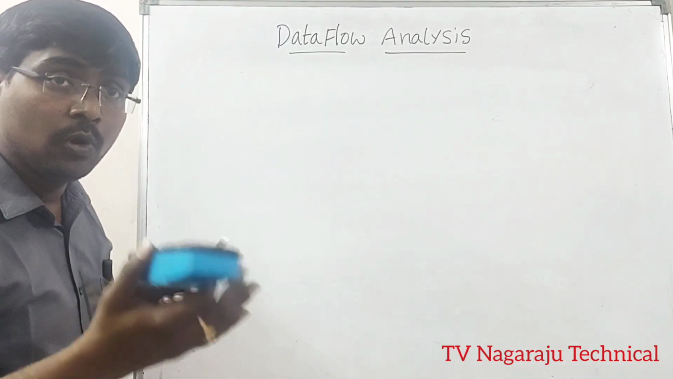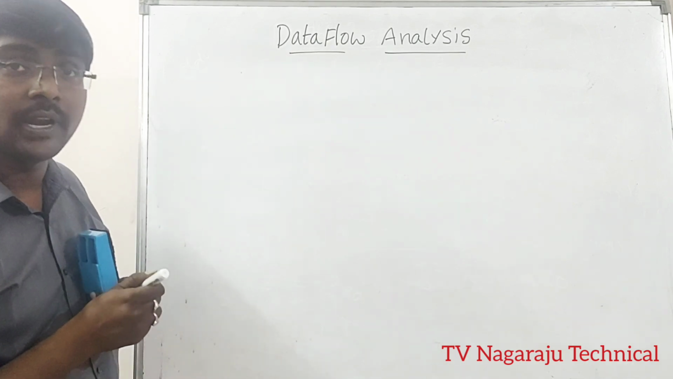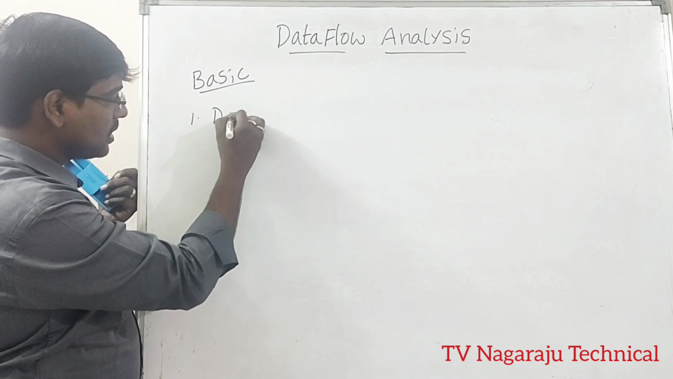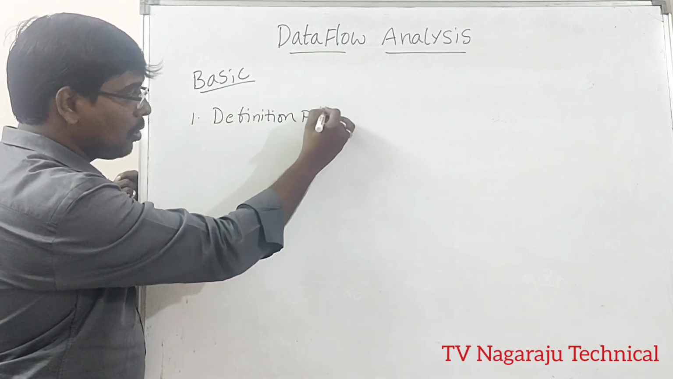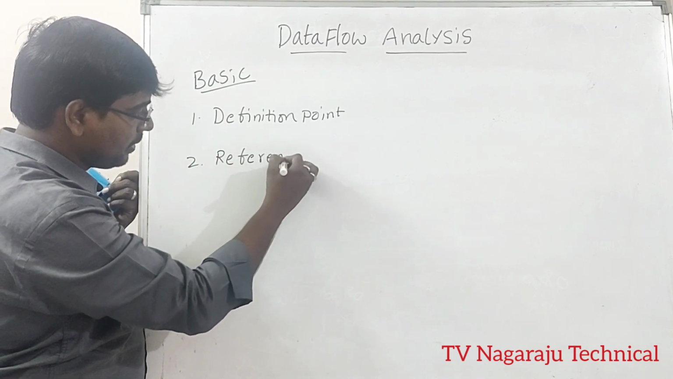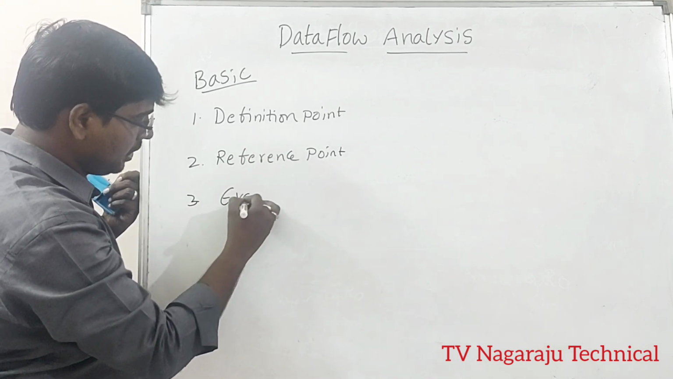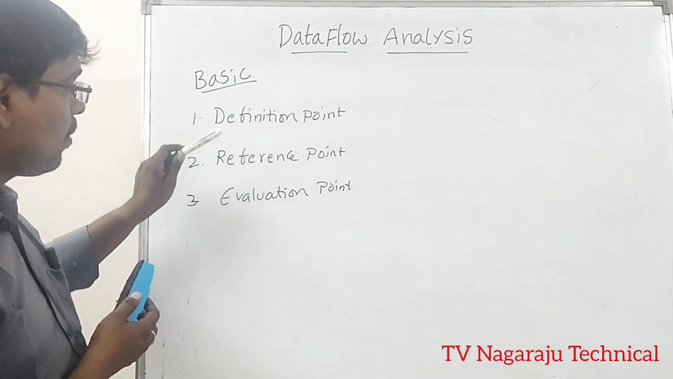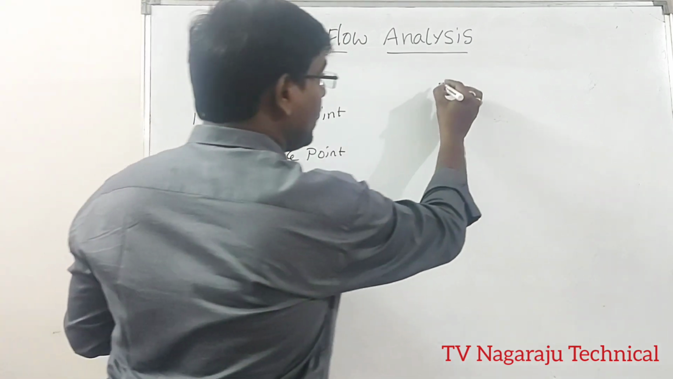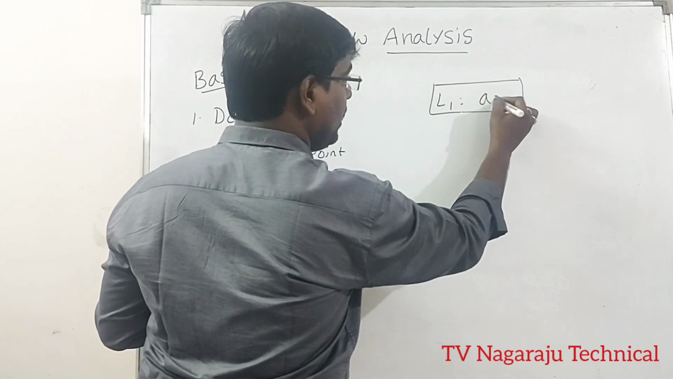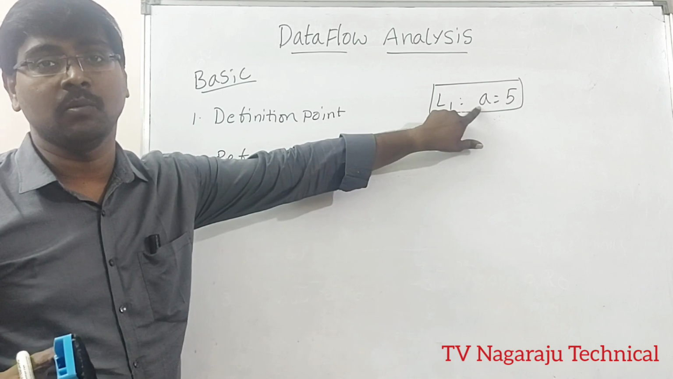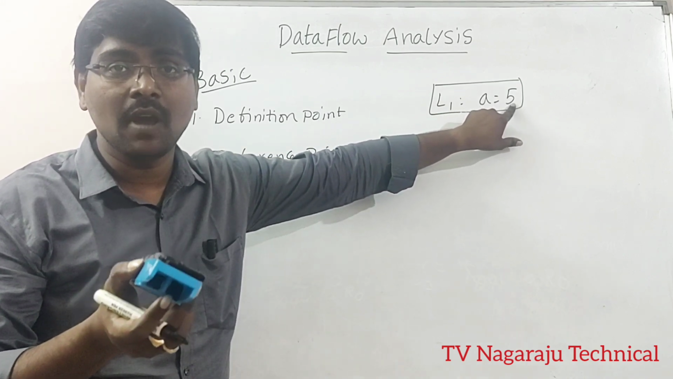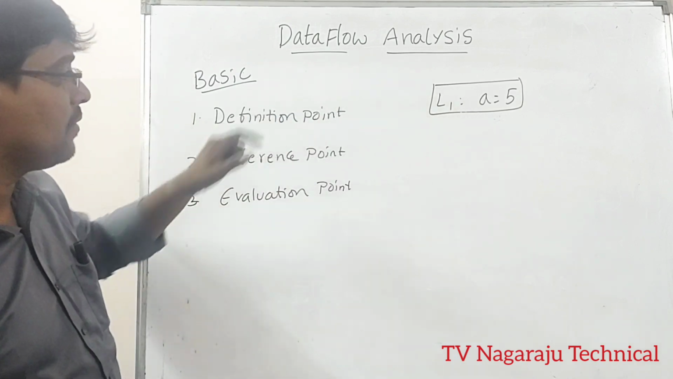Now before going to the properties of data flow analysis, first you need to know some basic definitions. We have 3 points: definition point, reference point, and evaluation point. Definition point is simply a point in the program where we are defining a variable. Assigning some value is called definition. This particular point is called the definition point.